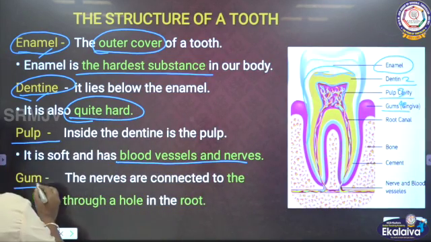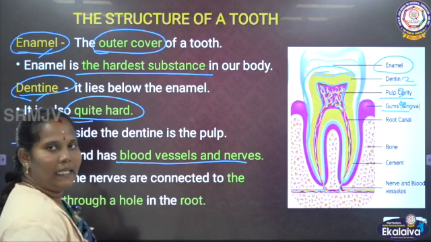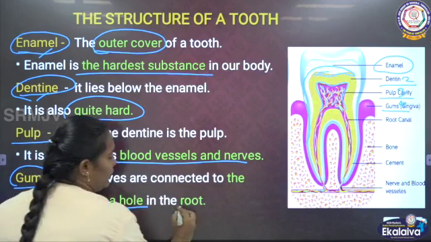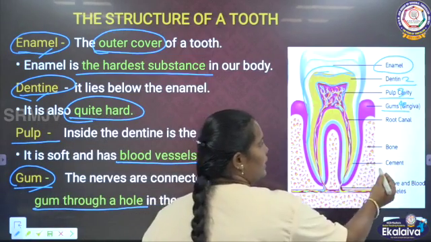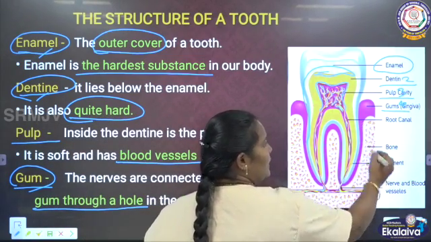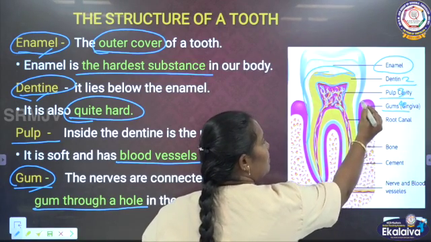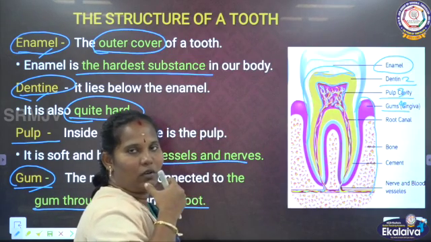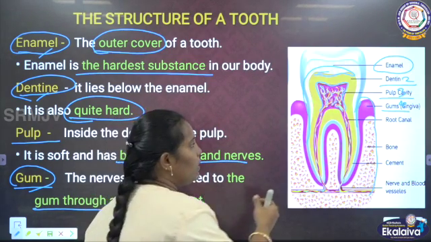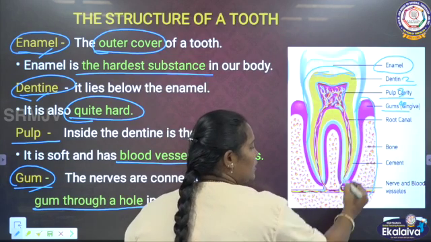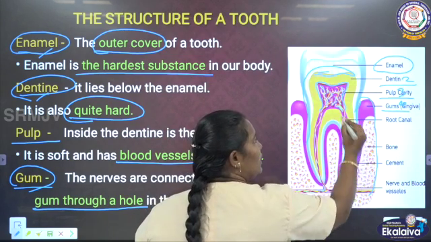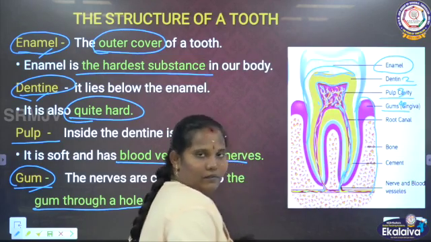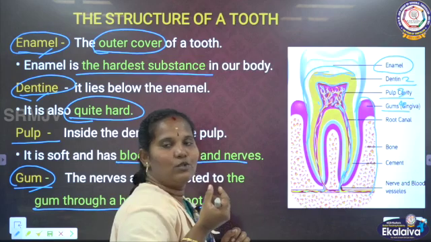Next one we can say is the gum. What is that? Gum. See, the nerves are connected to the gum through a hole in the root. We saw that it is the root part, and it is in the gum. Gum means, as I told you, the red colored tissue we can see in the socket. This gum holds the root part. Through the hole, the blood vessels and nerve vessels are connected through the gum part and added into the pulp. The pulp is actually a soft material.